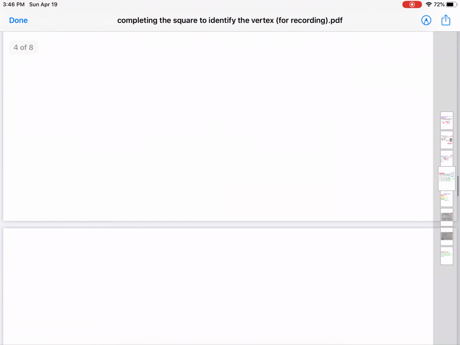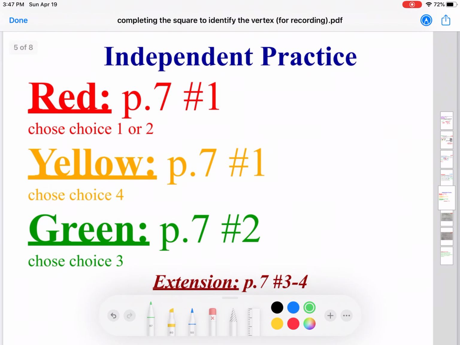So moving into our independent practice, if you tried the checkpoint question and you got choice 1 or 2, or you just had no idea how to do that, you're going to start with red. If you did the checkpoint question but you chose choice 4, you're going to start with yellow. And if you chose choice 3, including all of the work required to get that answer, you're going to start with green. Again, in order to get your classwork credit for this lesson, we need to see a picture of your checkpoint question and whatever independent practice problems you complete. So please go ahead and pause this video and complete your independent practice and come back when you're ready to check your answers.